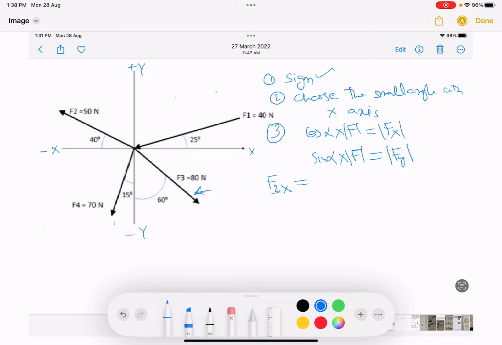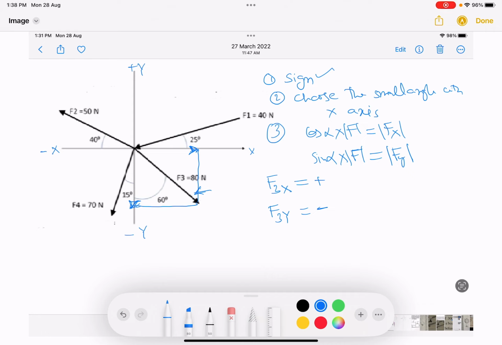Our first step is decide the sign. So this F3, when it is resolved along x, that means it will have this direction towards right. So the sign is positive, towards positive x. F3y, you can immediately decide the sign. It will be resolved like this, and the arrow of this force F3 is going to be downward. So F3y will have a minus sign.